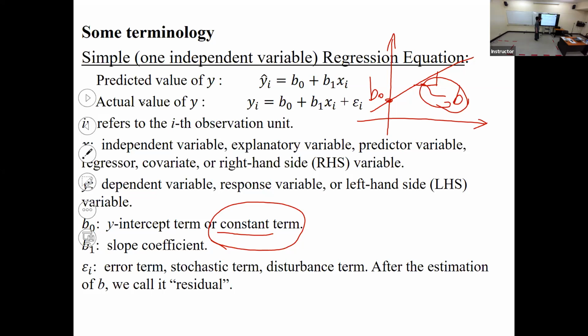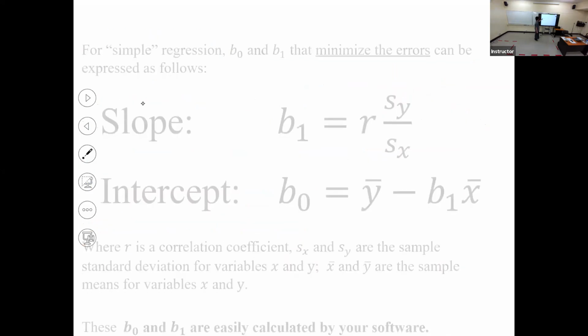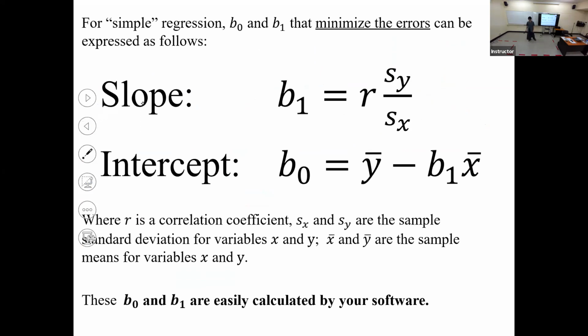So the simplest case, one independent variable case. In this case, the two coefficients B0 and B sub 1 can relatively easily be calculated like this. Remember these notations? So let's look at the slope first.